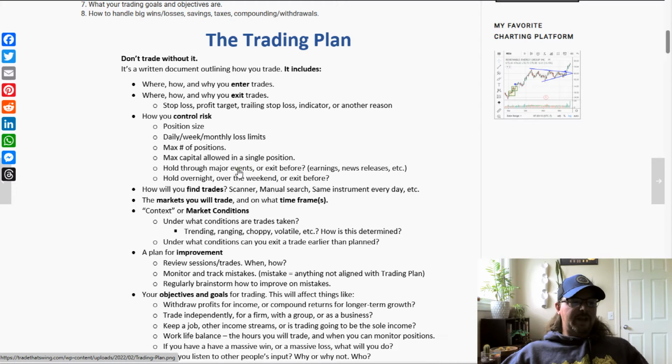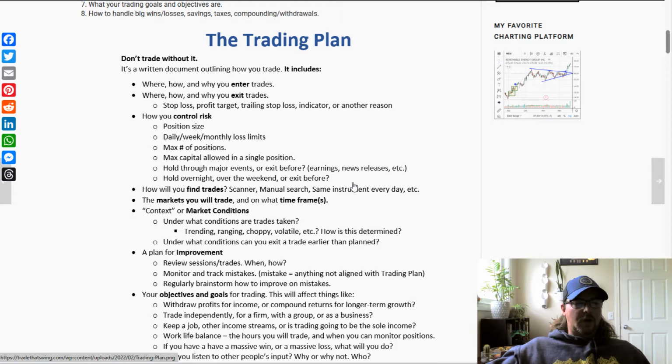Will you hold through major news events or exit before? So this could include earnings releases or news releases. If you're a Forex trader, it could be the non-farm payrolls report or interest rate announcements. And these events can have a big impact on stock prices, Forex prices, etc. So you want to consider, how are you going to juggle those events? Are you going to hold through them?